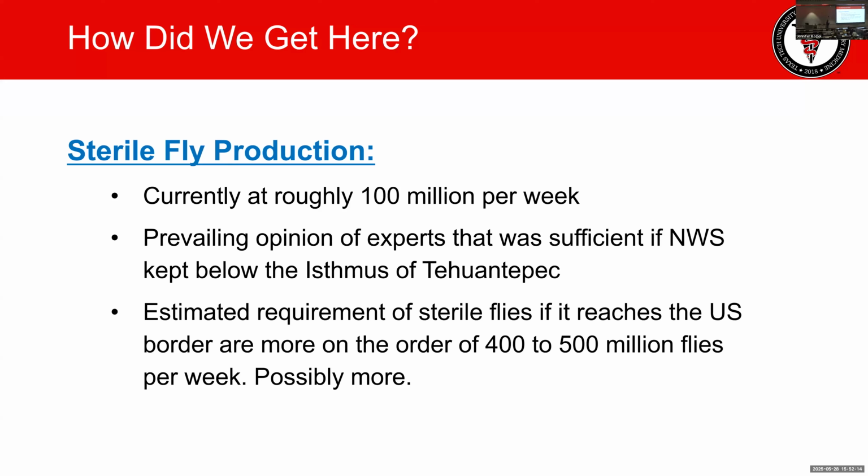There's a lot to one of these places. And so when it started getting up to this isthmus, that's when things started getting really serious, because they knew that if they could keep it below that isthmus, and when I say they, I'm talking about APHIS, they feel like they can keep it in check. And if it gets past that, then the estimates of what we need are somewhere in the 400 to 500 million flies a week, not 100 million. So what does that do to us?